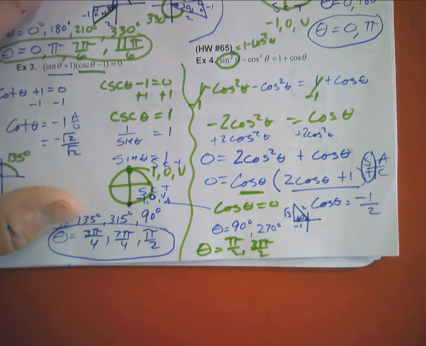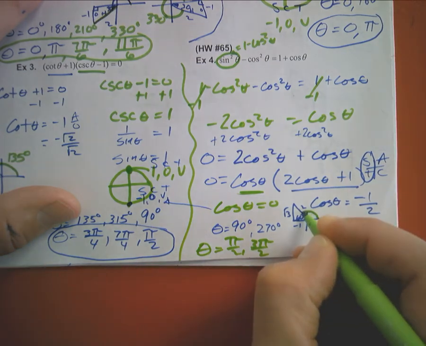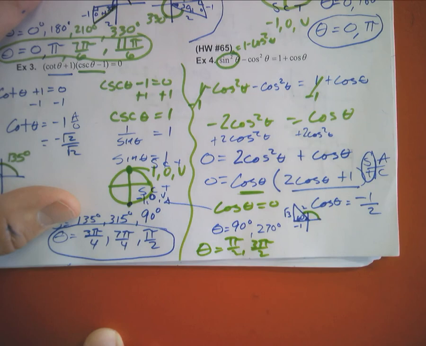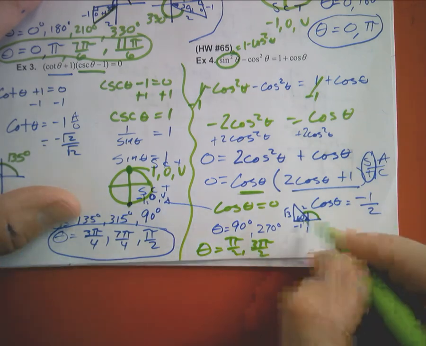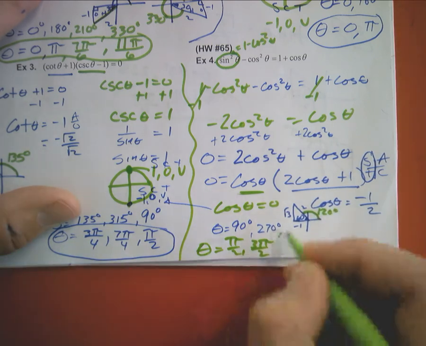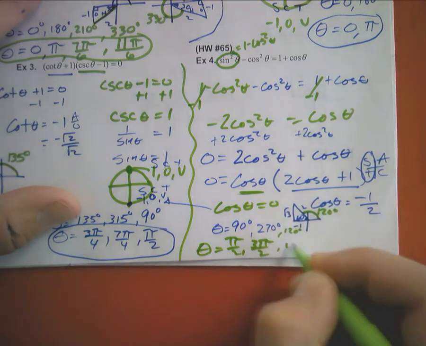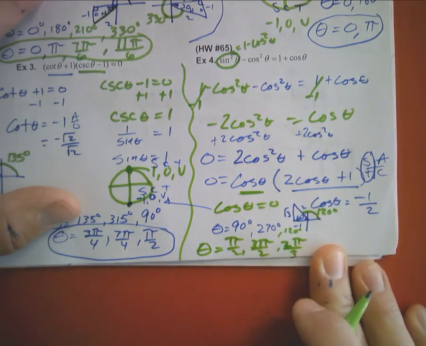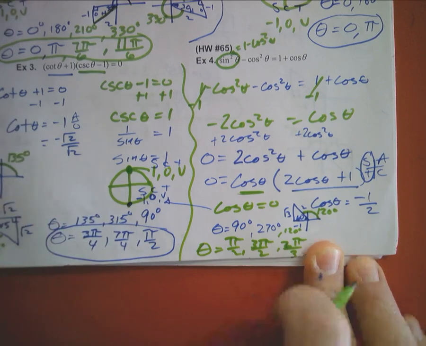And if you put pi over 3 as your answer, you're not in the right quadrant. I want the big angle in quadrant 2. It's obtuse in quadrant 2. So if I take 60 away from 180, that's 120. Okay, so 120 degrees, which is 2 pi over 3. So again, that's 2 pi over 3 there.